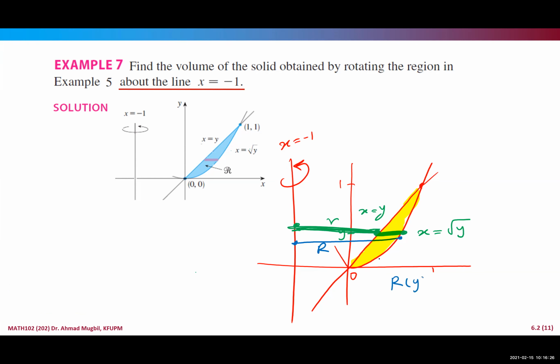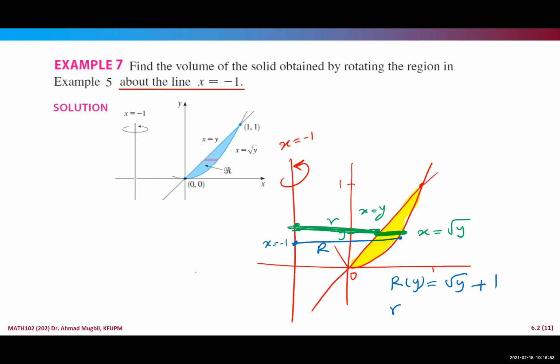R capital will be a function of y, because here we will integrate with respect to y. The axis of rotation is vertical. So it will be x right, which is the far one here, square root of y, minus what? What is x here? X here is -1. So it will be minus 1, it will be +1. This is the outer radius.